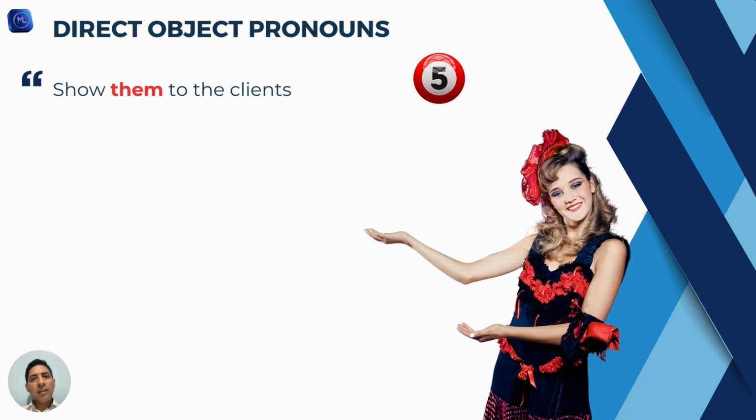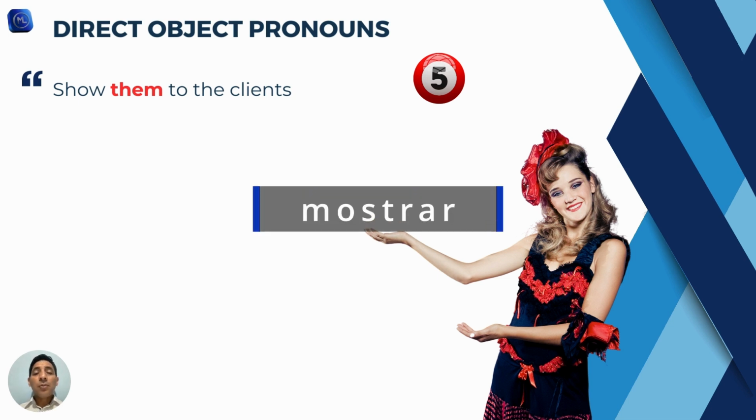So how would you say this now? Show them to the clients. In this case, this is a special form because in English, the sentence is not a normal sentence. It's in imperative form. The imperative is when you give an order or an instruction. So the verb to show will be mostrar. So we're going to see how to do this in Spanish. How would you say this in Spanish?